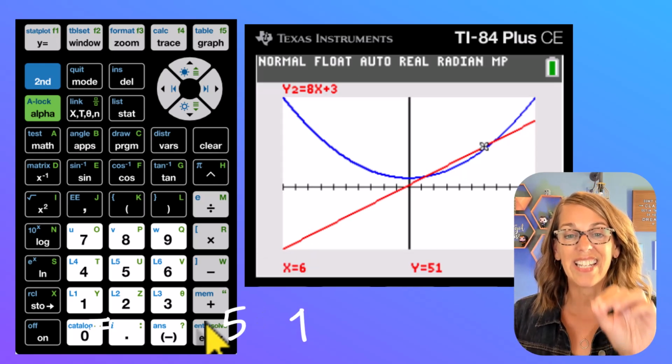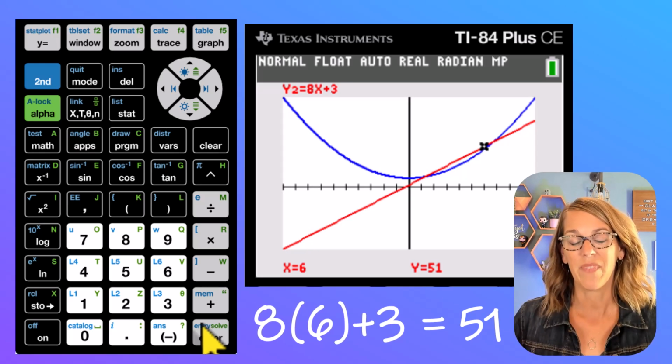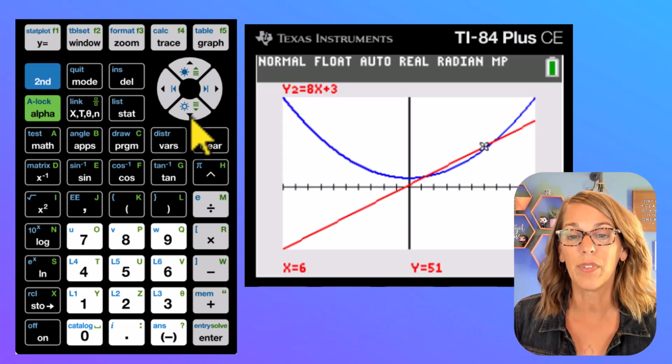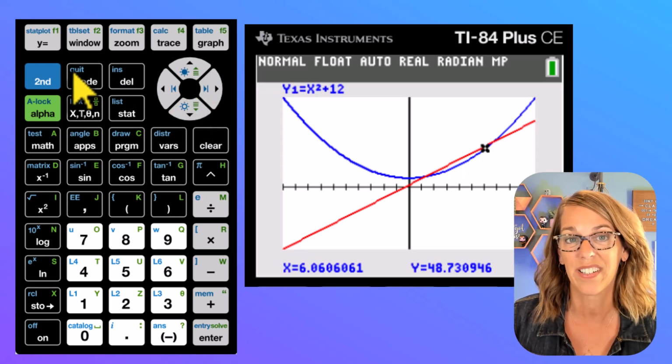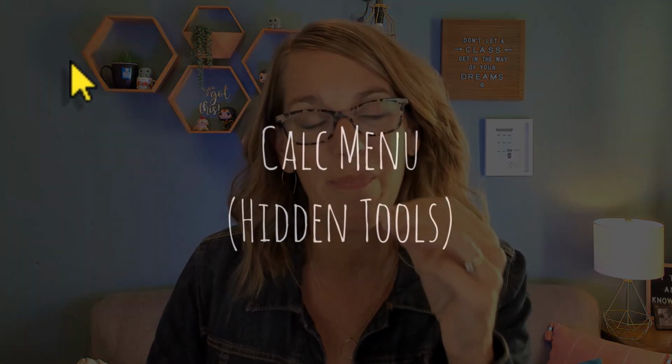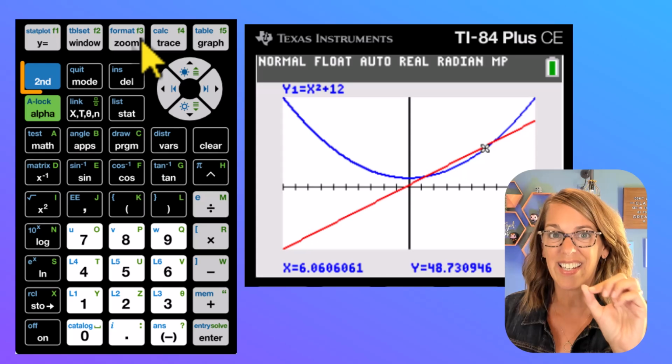And that's on that, 8 times 6 plus 3 is 51. I can do the same thing, of course, with that blue graph by arrowing down to get to the blue graph. Next, I'm going to show you what's in the CALC menu. And if you haven't explored the CALC menu, there are some really amazing tools here. The CALC menu is second of trace.